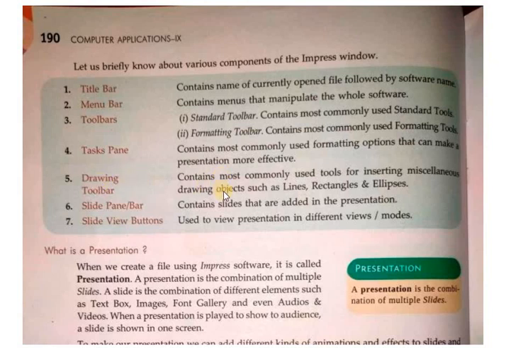The drawing toolbar contains the most commonly used tools for inserting miscellaneous drawing objects such as lines, rectangles, and ellipses. So using this drawing toolbar, we have ready-to-use drawing objects. We just have to click, drag and drop, and they are available to use easily. Slide pane or the slide bar, what is the use of this? It contains slides that are added in the presentation, and the slide view buttons are used to view the presentation in different views or different modes.